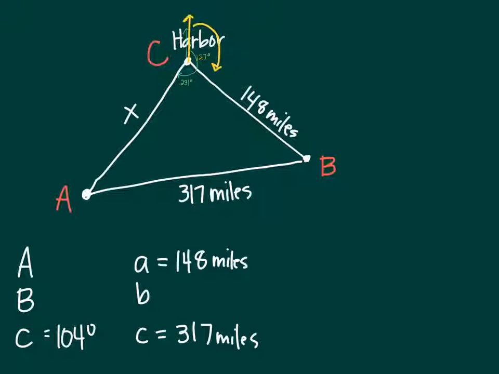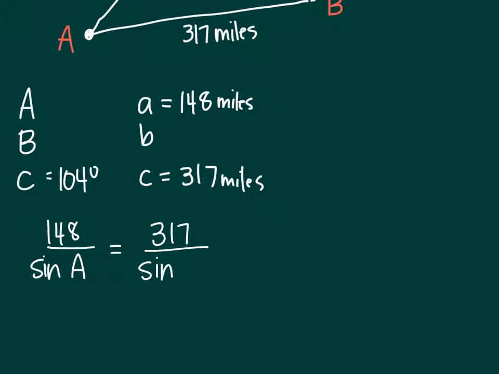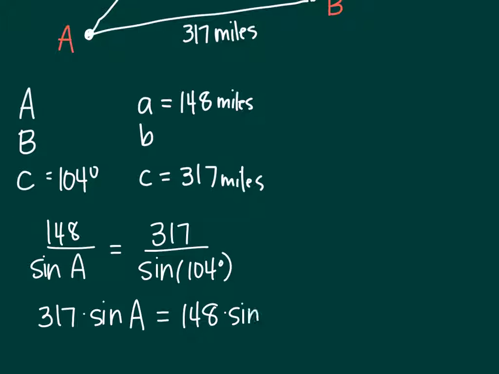That tells me that I am ready to use the law of sines because I do have a pair set up. So we're going to use the 148 over the sine of A, and that'll be set equal to 317 over the sine of 104, which is a great opportunity for us to practice our cross multiplying. So 317 times the sine of A will be 148 times the sine of the 104 degrees.